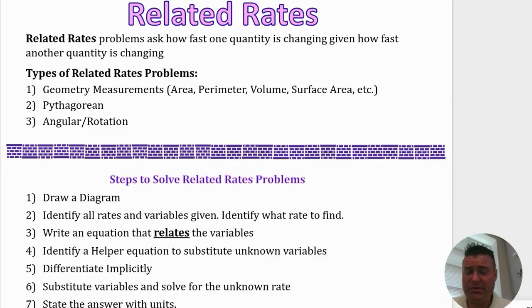Actually, before I do, there are three types that we're going to go over in our videos. There's geometry measurements. This is the video for the geometry measurements, but there are going to be other videos on the Pythagorean identities and angular rotation. Regardless of what type of problem it is, all these steps are the same. We're always going to draw a diagram. We're going to identify what's given, what we need, write an equation that relates to everything, identify a helper equation that helps us with these, and then we're going to do our calculus and derive implicitly, and then do substitution to find out what we need to know.